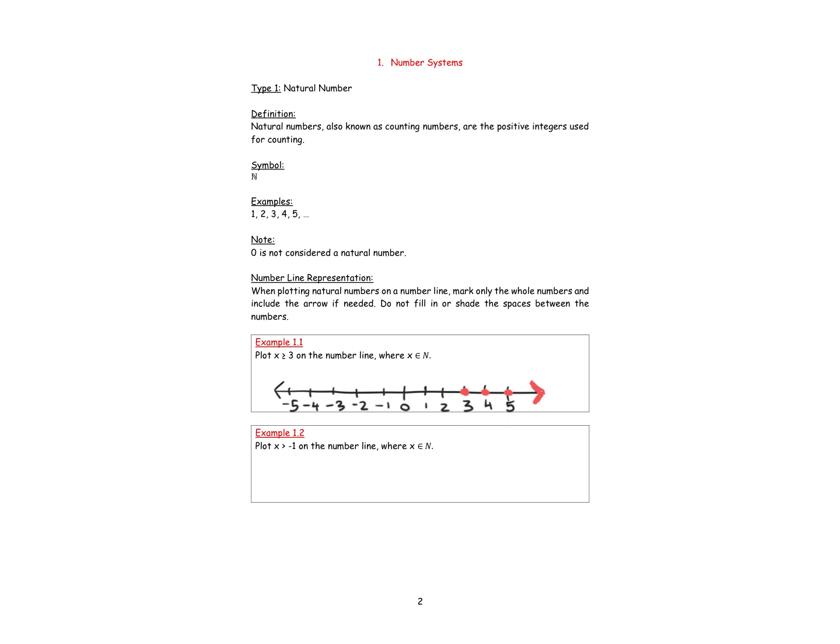The next one, it says plot x is greater than -1 on the number line where x is an element of N. Again, I'm going to start with 0 in the center and place a few numbers either side of the 0. I'm going to go up to 5 again, and I'll go down to -5.